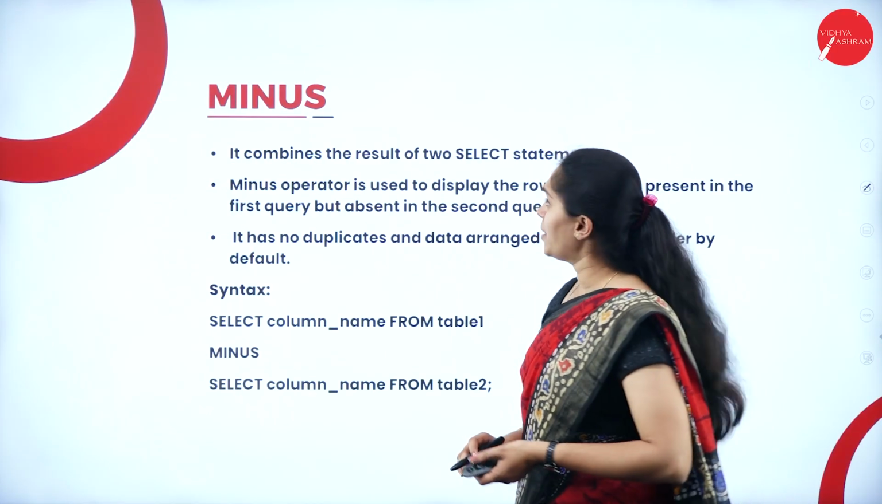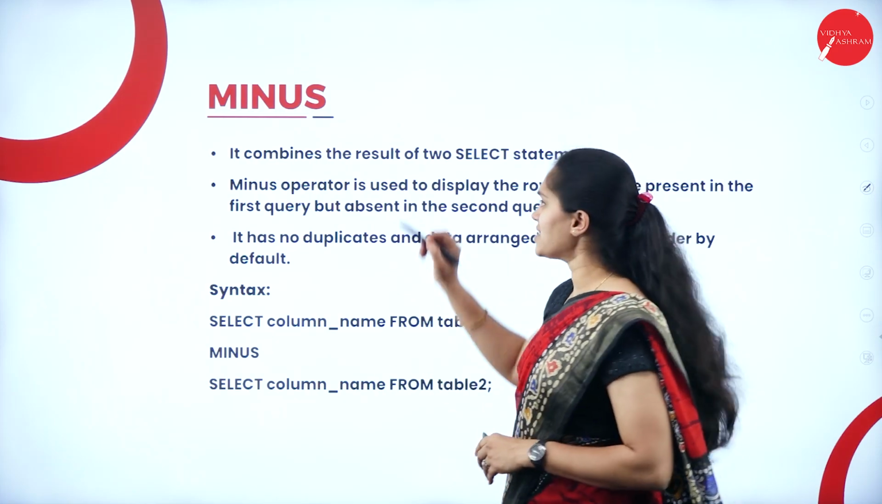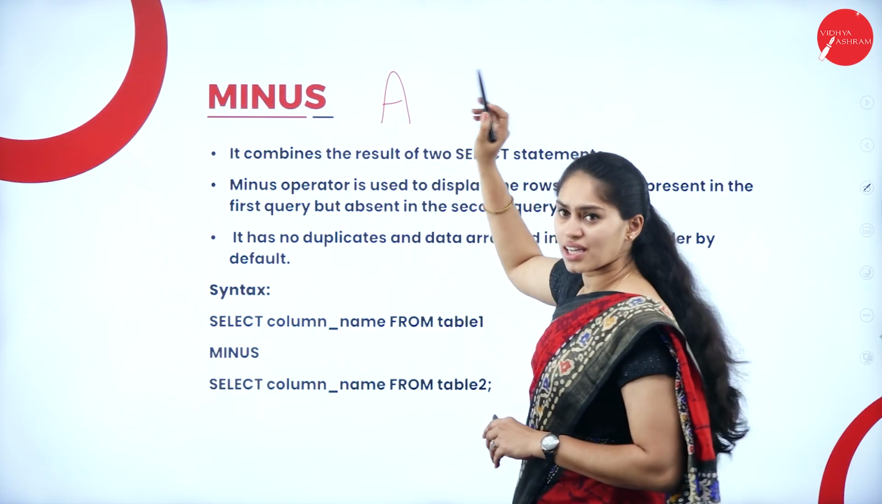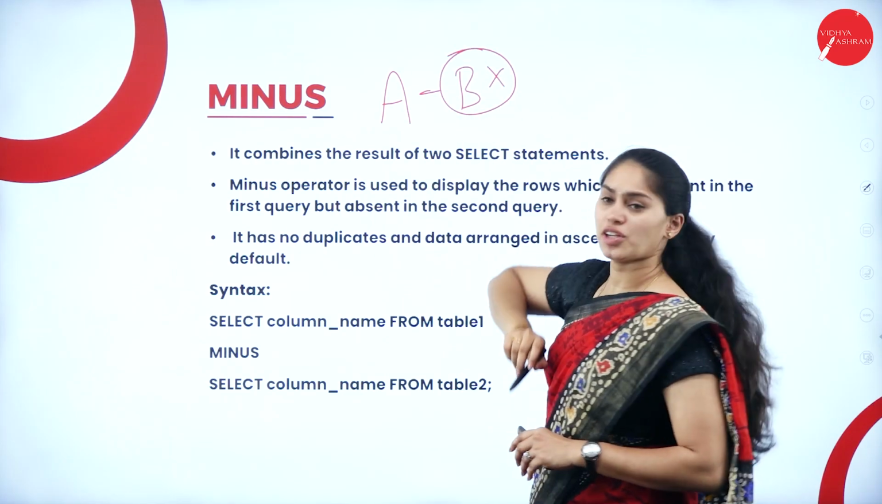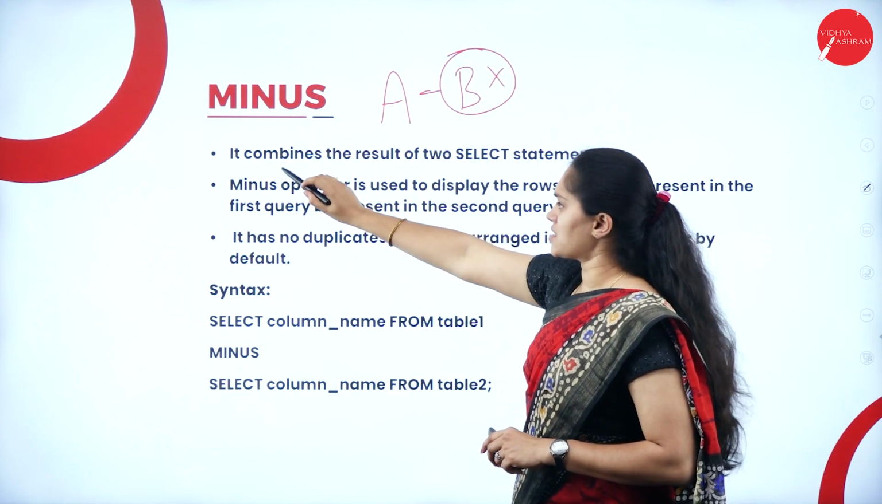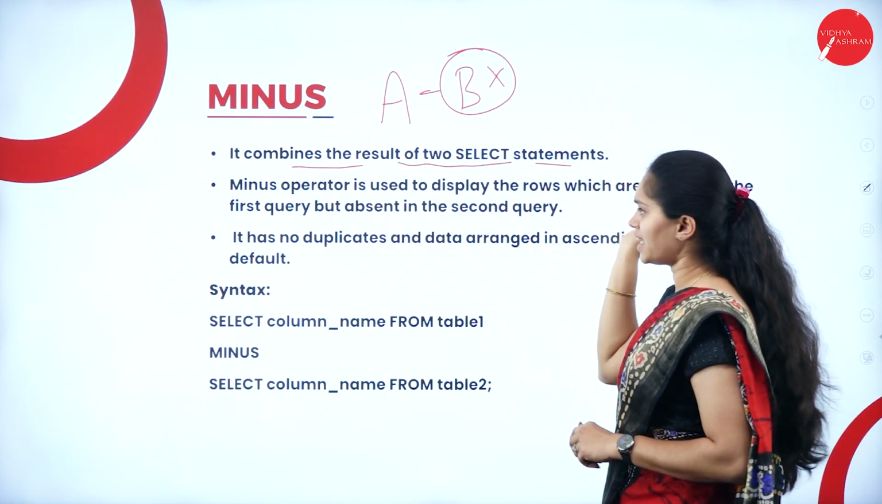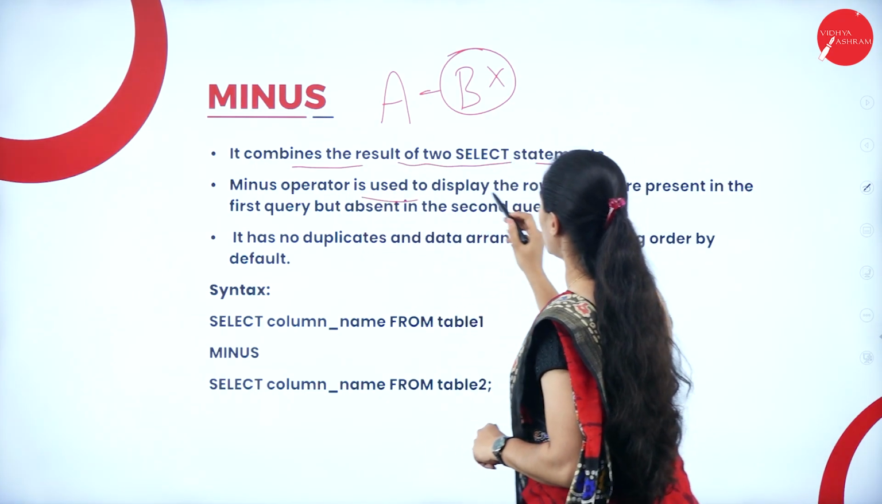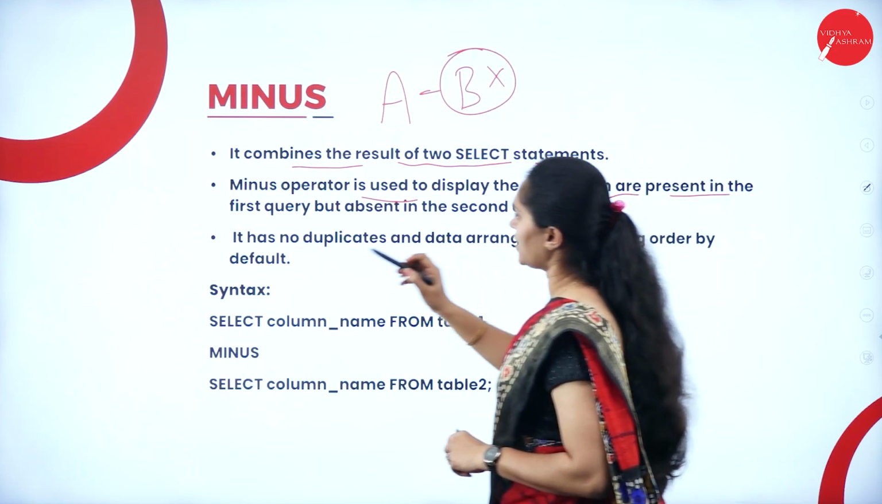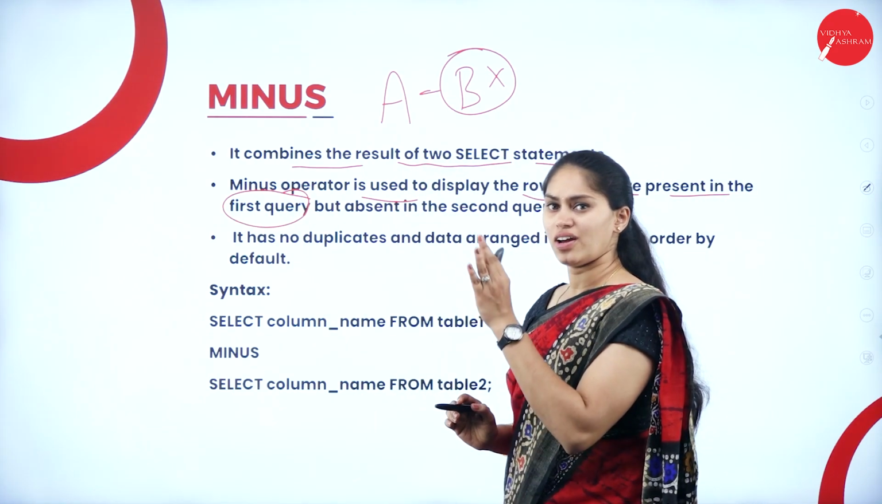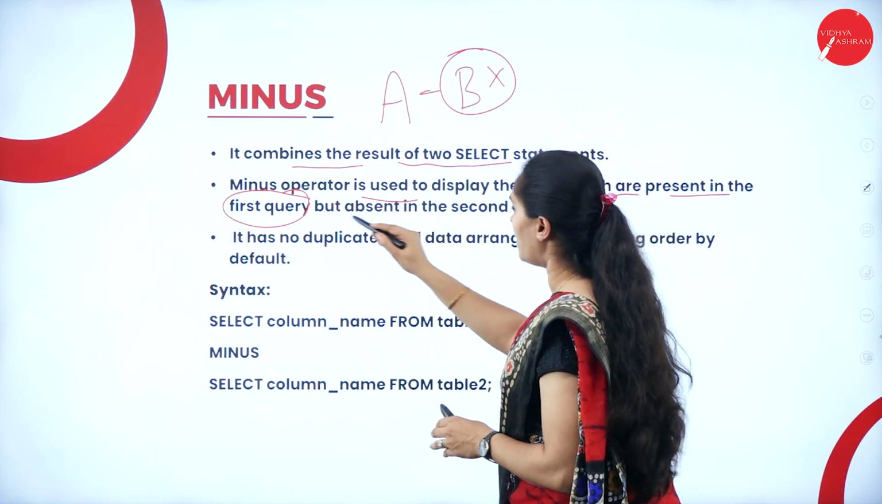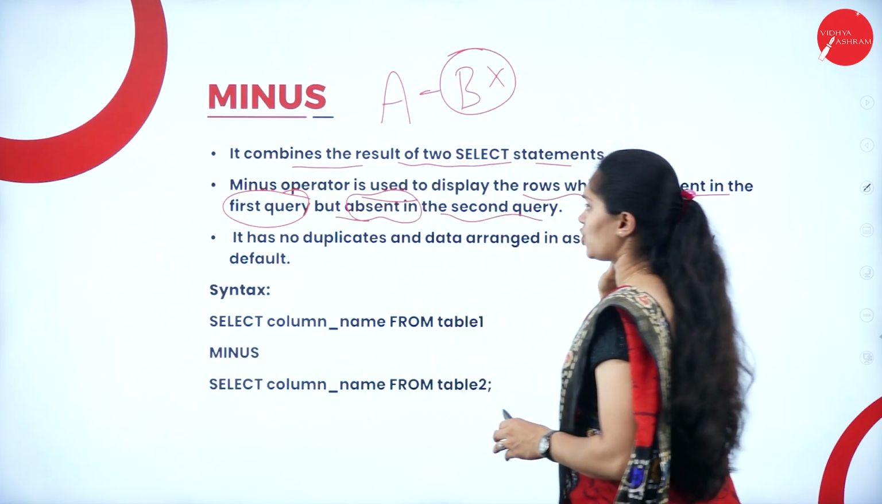Next, what we have? Minus. Minus in the sense that whichever data we have in A but that is not present in B, we are going to call that a minus. It combines the result of two select statements, and this is used to display the rows which are present in the first query, or a first relation or a table, but absent in the second query.